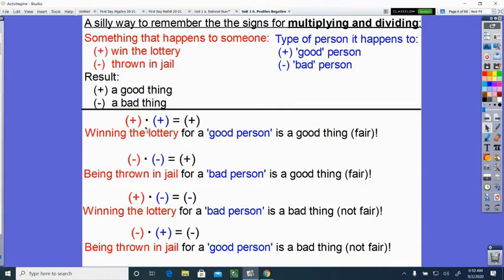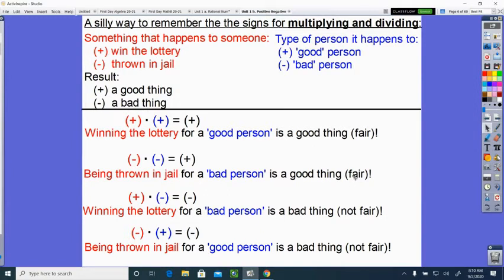So if you have a positive times a positive, the first one being something that happens to you, if you won the lottery, if winning the lottery happens to a good person, right? Positive, positive, that's a good thing. That's fair. Now the first thing, let's say the first number is negative. That would be a bad thing, like being thrown in jail, and that happening to a bad person. So being thrown in jail for a bad person would be a good thing.